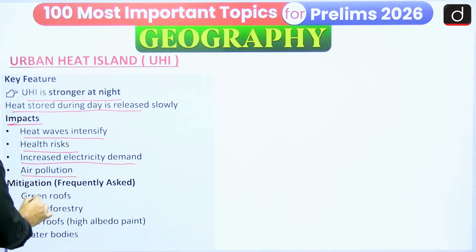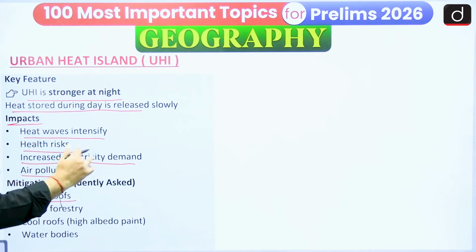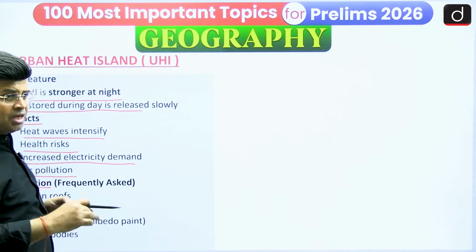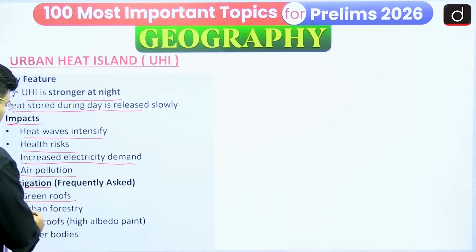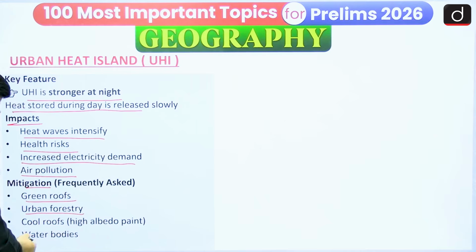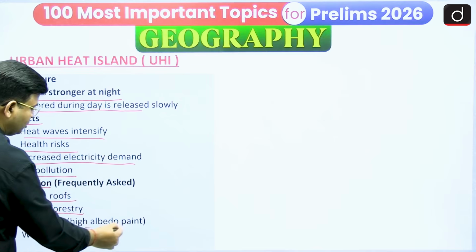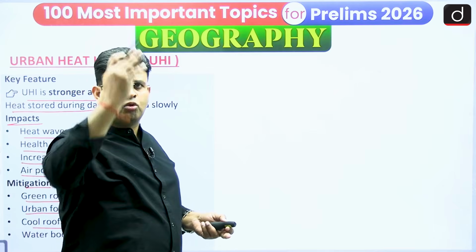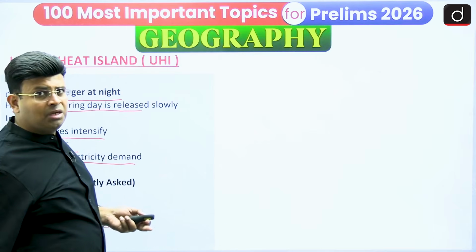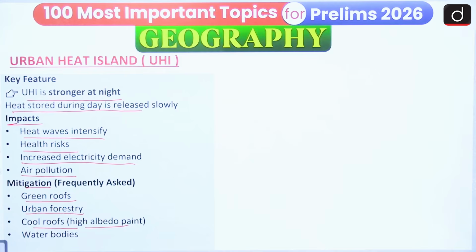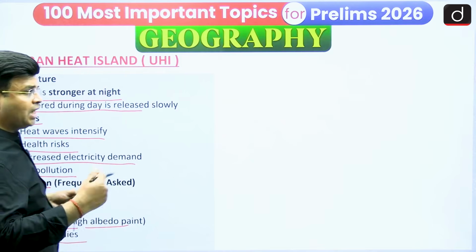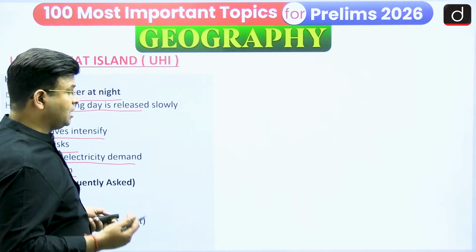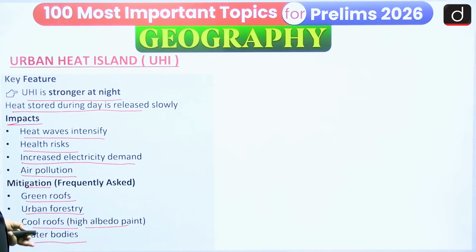How to mitigate? Everywhere try to make greenery over the roofs, so that they can absorb the heat in this area, making a cooler climate. Urban forestry in the urban area. Cool roofs, high albedo paints, any kind of painting or tiles if you are making, so that they can reflect more heat from the surface of your roof. Water bodies should be there, more wetlands, more lakes in the urban areas, and ponds and all, that will help in reducing the temperature.